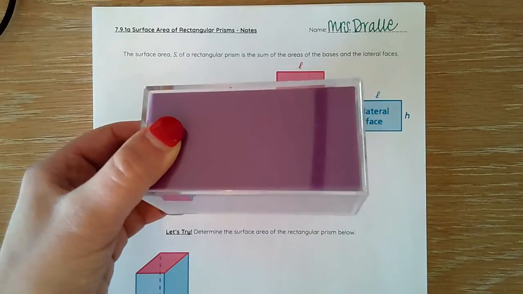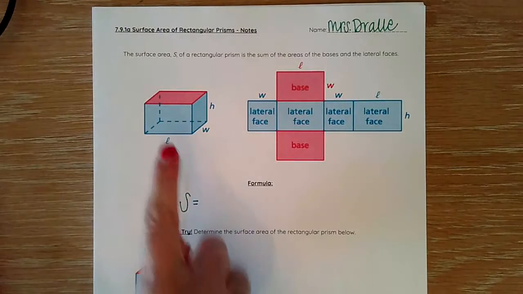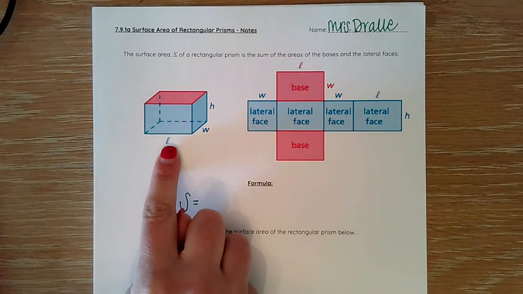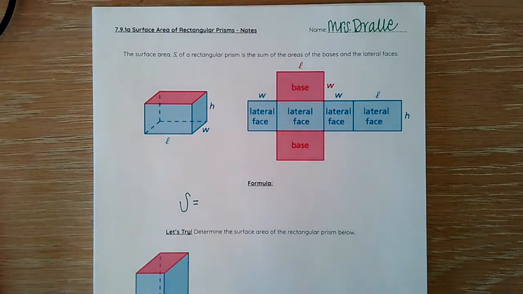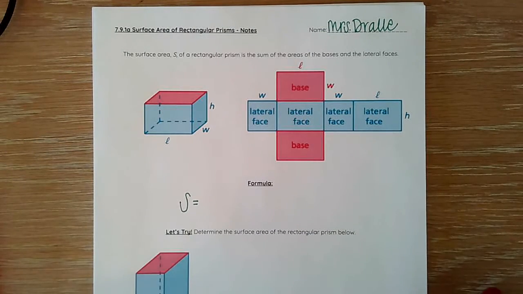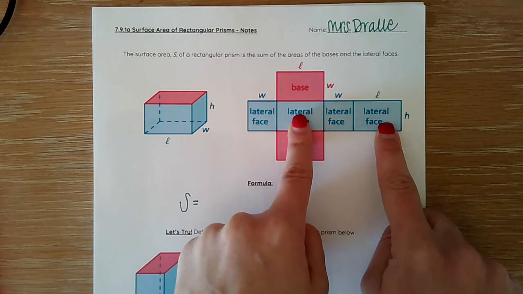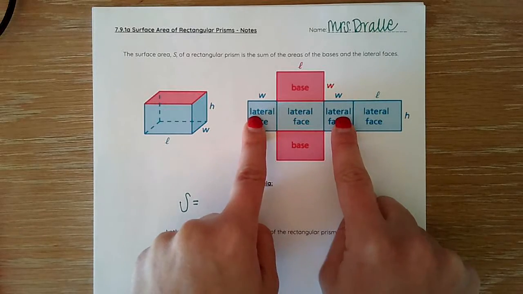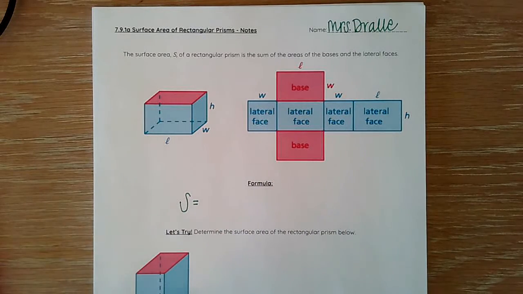congruent. Okay, so what this looks like, drawn out, we've got our rectangular prism here. When we open it up into a net, we have 2 bases, those will be congruent. And then we have 2 sets of lateral faces that will also be congruent.